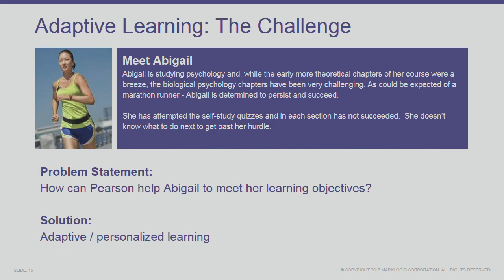The other big use case is Abigail. Abigail's the learner. She's studying psychology. She's struggling. She's taking all these self-study quizzes. She's not succeeding. She doesn't know what to do next. What sort of remediation opportunities can we provide to Abigail so that she can be successful in meeting her efficacy goals? And how do we do that? We do that through personalized learning.